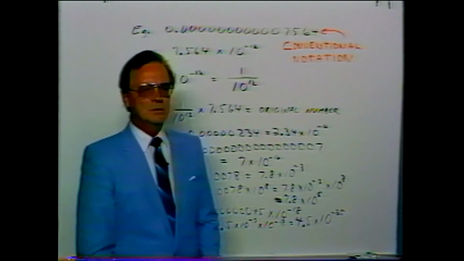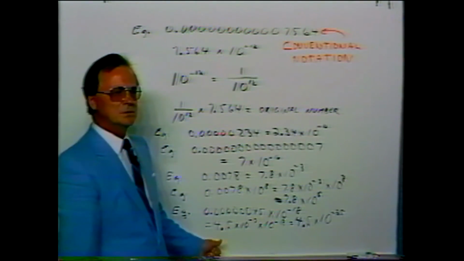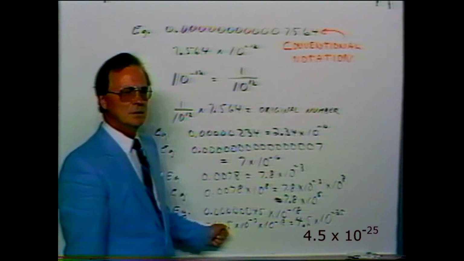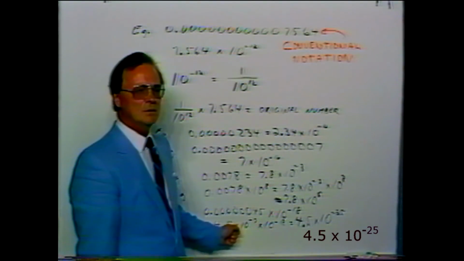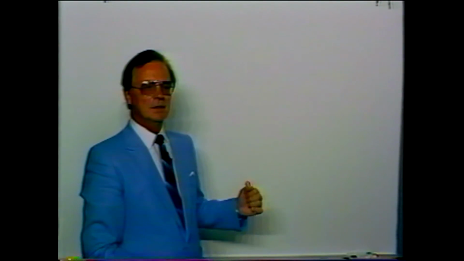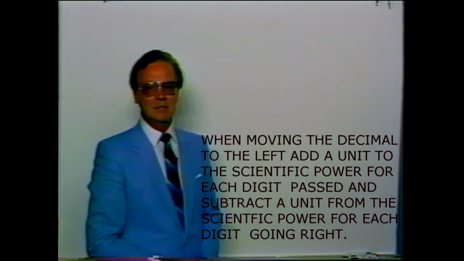Take special note of the last two examples. Note the direction in which the decimal is shifted and the consequential effect on the exponent of the final answer. In summary, moving the decimal to the left increases the exponent of the scientific power, and moving the decimal to the right decreases the exponent in the scientific power.